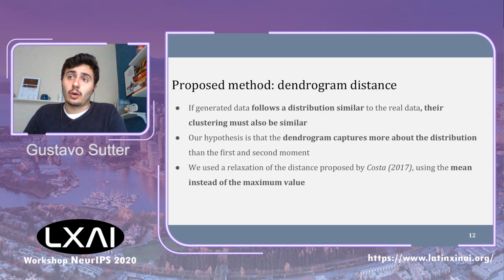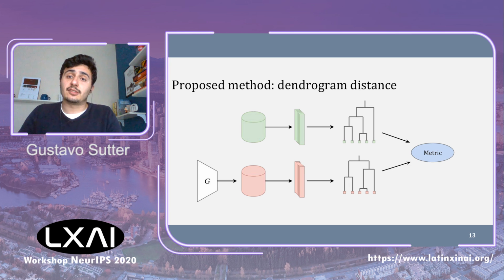So our proposed method, called dendrogram distance, follows from the hypothesis that if the real data and the fake data follow the same distribution, their clustering must also be similar. So we imagine that the dendrogram captures more about the distribution than the first and second moment. And we use a relaxation of this distance proposed by Costa, using the mean instead of the maximum value, because the maximum value isn't robust to the presence of outliers. So here we use the mean. And here, basically, that's our metric.